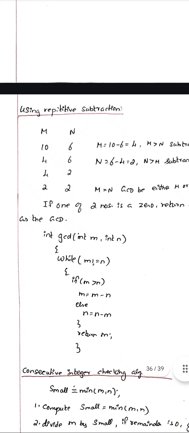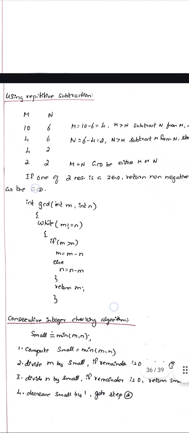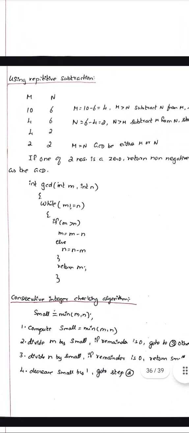Next, the repetitive subtraction method. For this we have m minus n. That is 10 minus 6 is 4. And then n becomes n minus m, that is 2, only if n is greater than m.